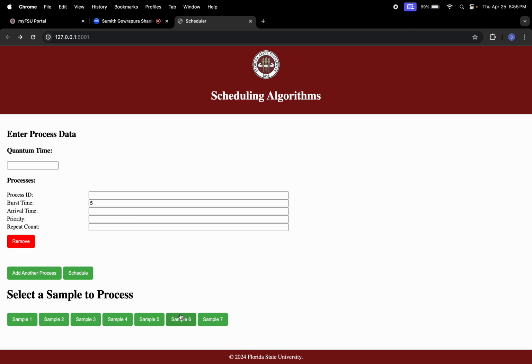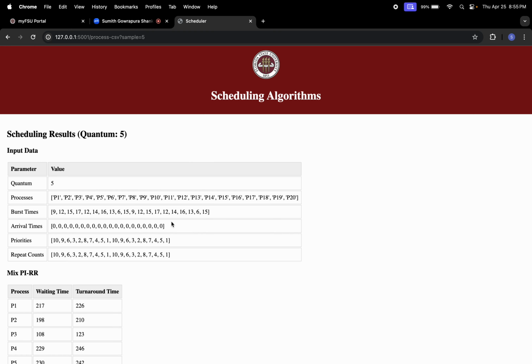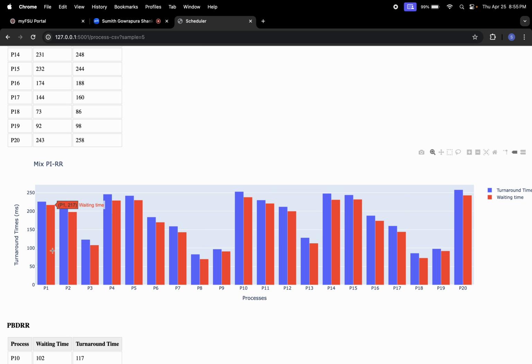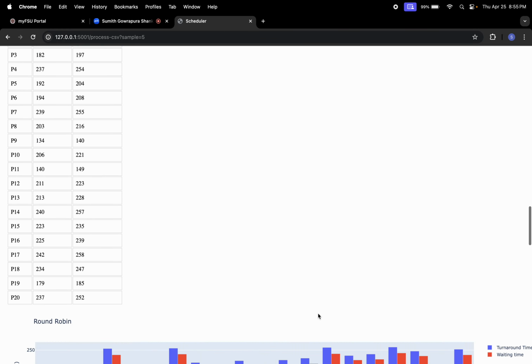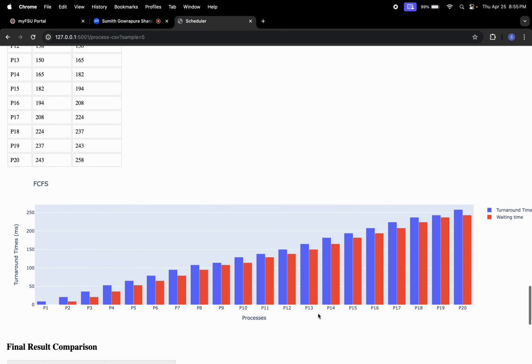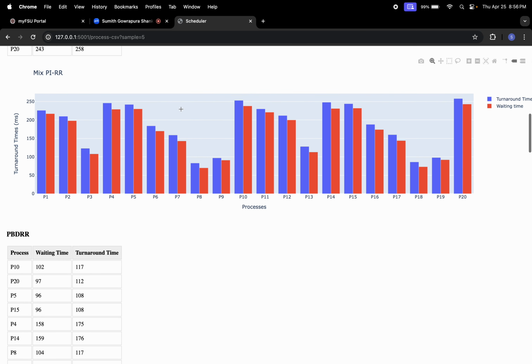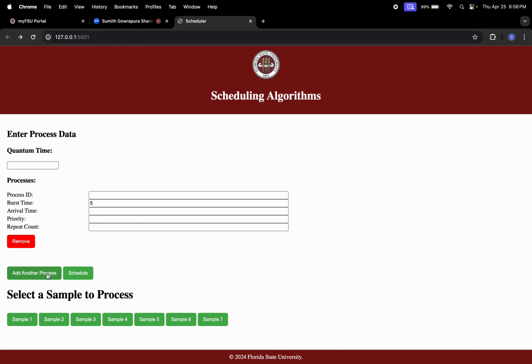We have other samples, like sample 6. We have a huge set of data here, and for each of the algorithms we are getting a huge set of data, and we can see the comparison of the turnaround time and the waiting time in the graphs. In a similar way we can see the results for all the other algorithms and the comparison. Here also we can notice that PBDRR has the best average waiting time and average turnaround time. All the samples have been given in the backend in a CSV file.